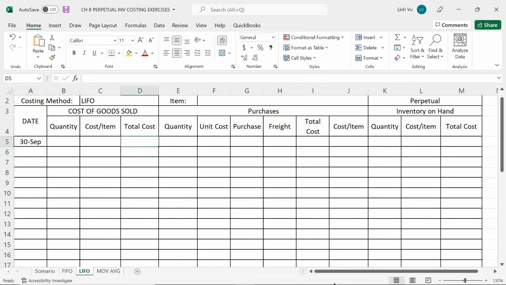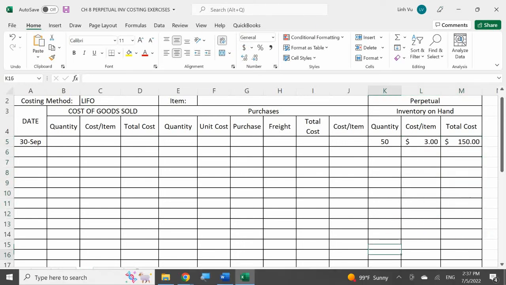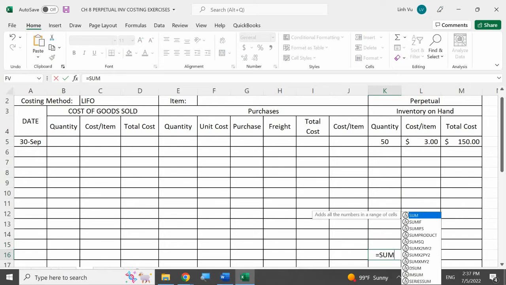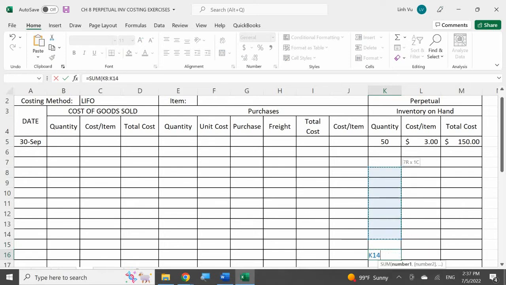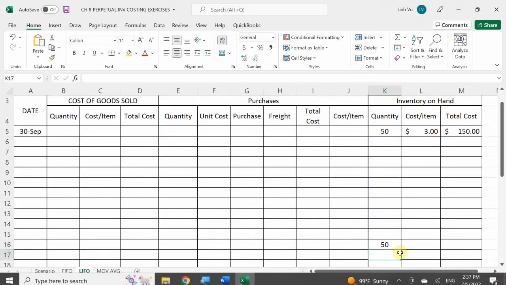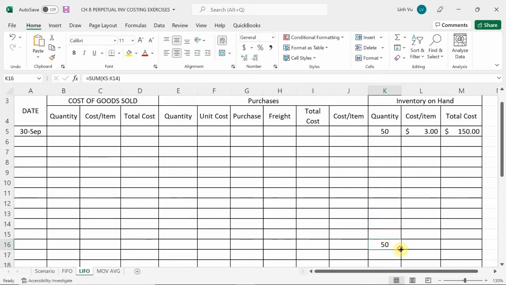And let's see, inventory on hand. We had a total of 50 units at $3, which gave me the $150. What I'm going to do here is also start creating that equal sum at the bottom right here, just so we know how many items we have available on hand at all times. So my goods available: we have 50 units currently, giving me a grand total of $150.